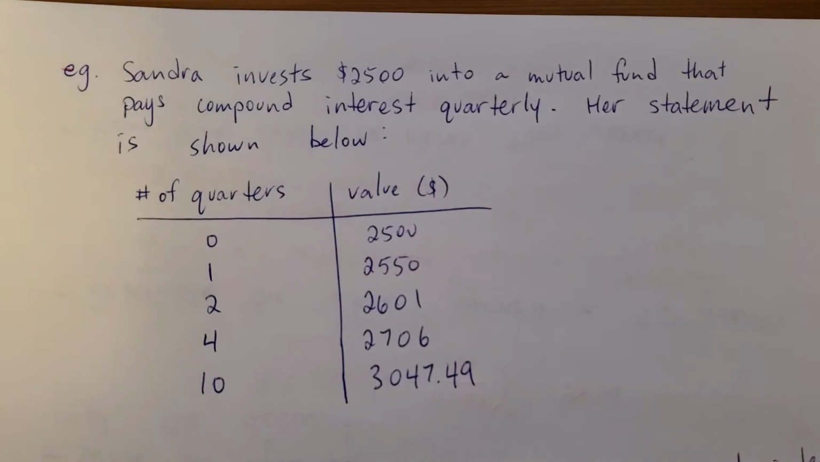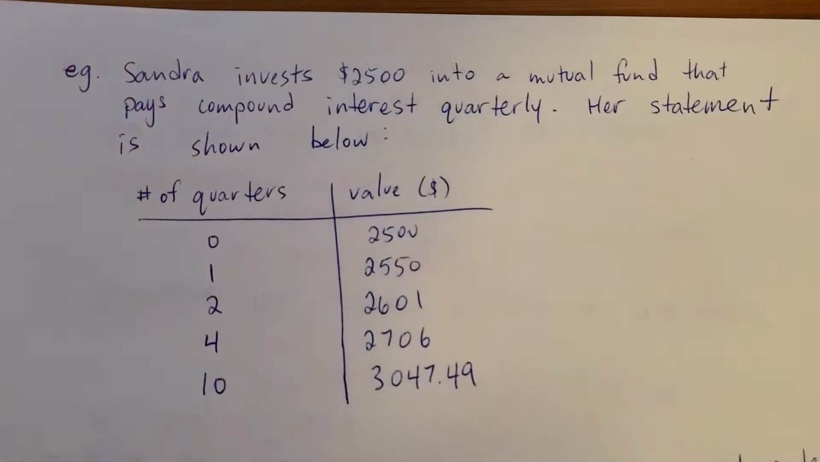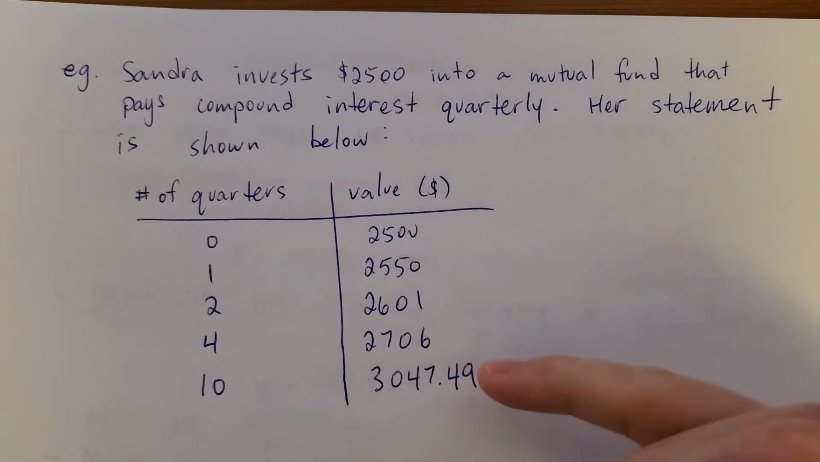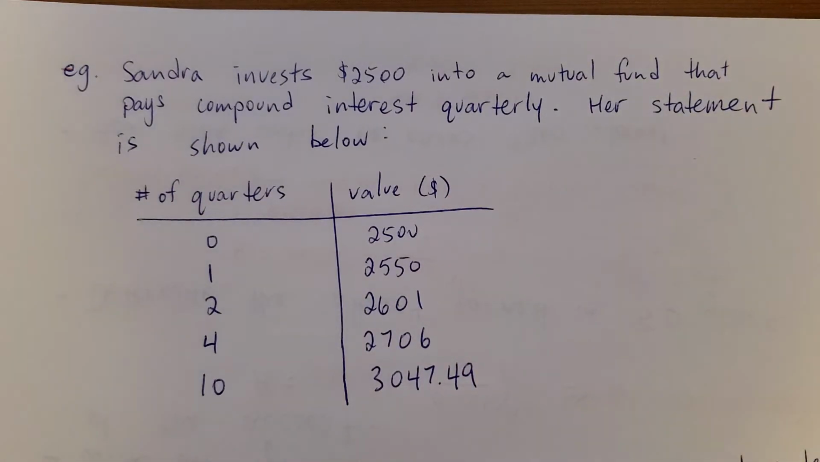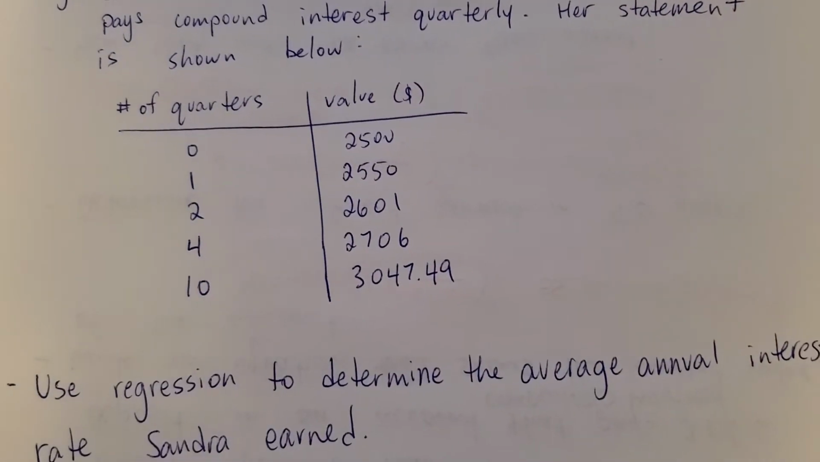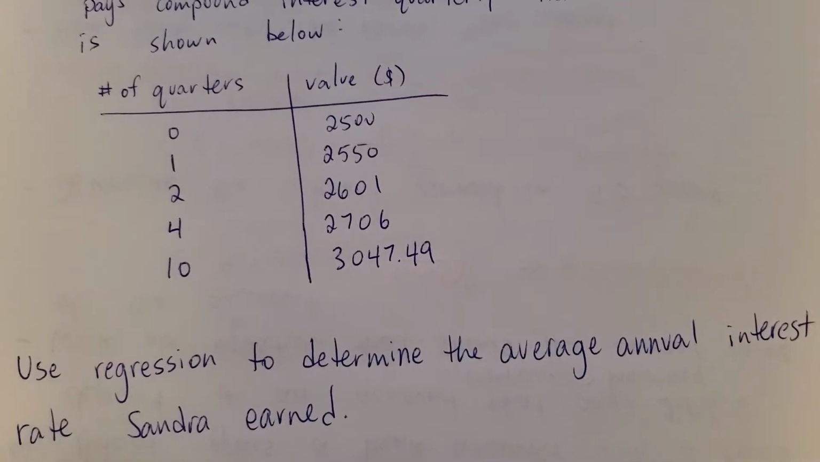She invests $2,500 into a mutual fund that's going to pay out compound interest quarterly. And we got her statement that shows the value of her fund after 10 years. Or sorry, 10 quarters. All right, nothing confusing there. I'm not trying to mess with you. So it starts at $2,500, increases. What's the question going to be? We're going to use regression to determine the annual interest rate she earned.